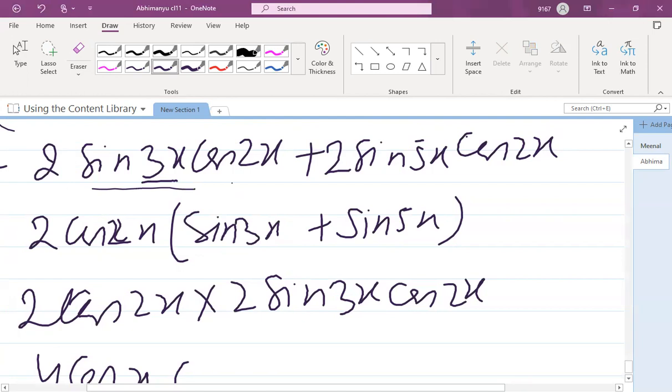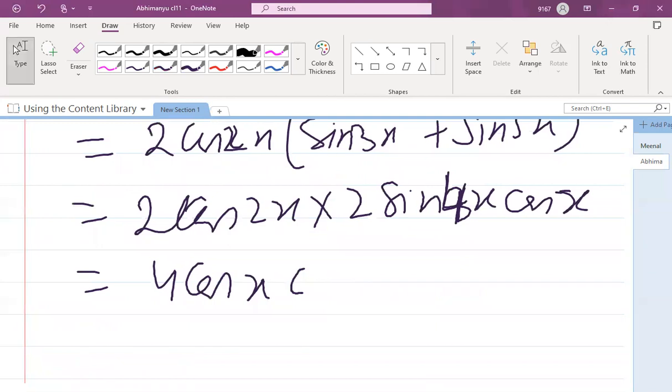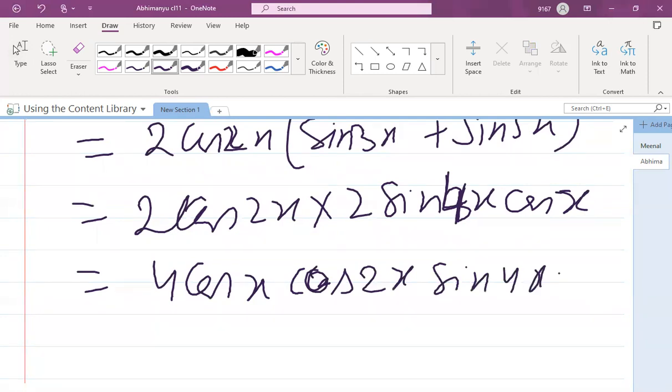Plus sin 5x, so 2 sin 3x plus 5x, 8x by 2, that will be 4x, sin 4x and 5 minus 3, 2 by 2, cos x. So here it will be cos x. Okay, अब rearrange कर लो इसको. So we have 4 cos x cos 2x and sin 4x. RHS.